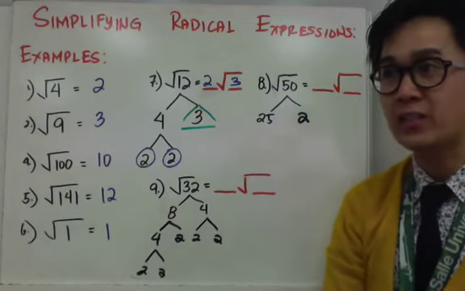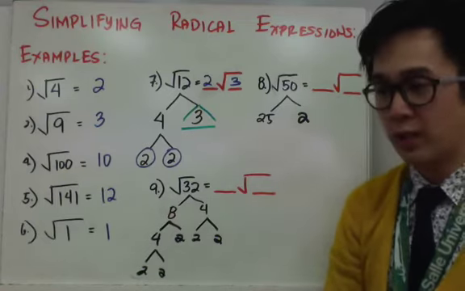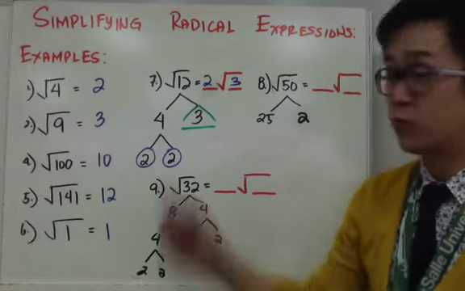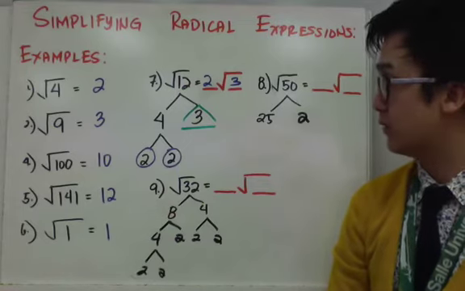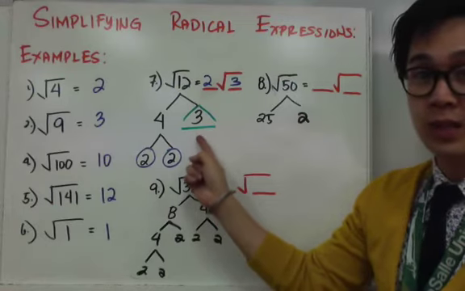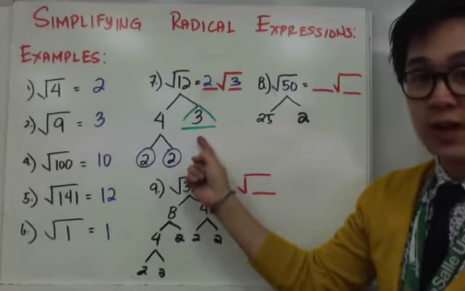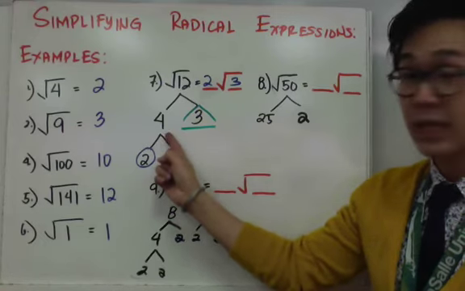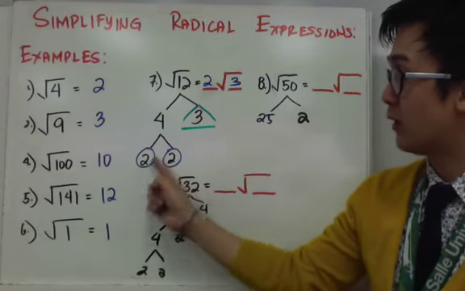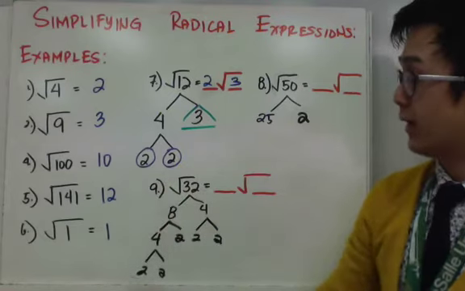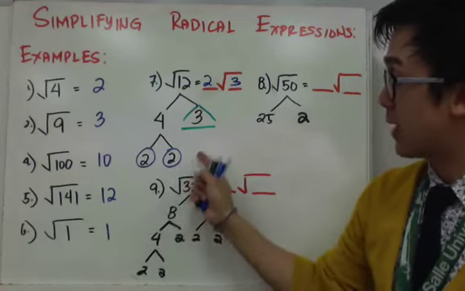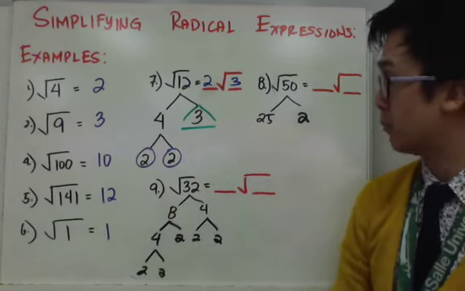So 12 has several factors. We can use 4 and 3, 6 and 2, or 12 and 1. I chose 4 and 3 because that's the first factor pair I thought of. 3 is already a prime number, so I'm not going to be able to factor it anymore, but 4 can still be factored into 2 and 2, because 2 times 2 is 4. Now, 2 is already prime, so we stop our factor tree method when we get a prime number.